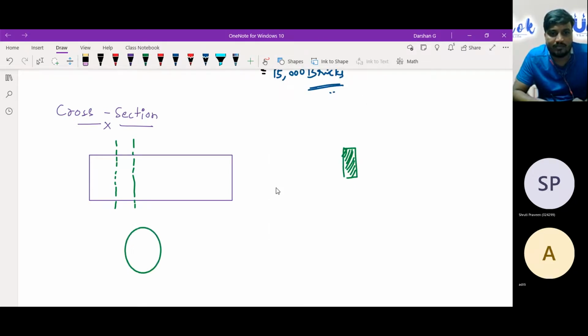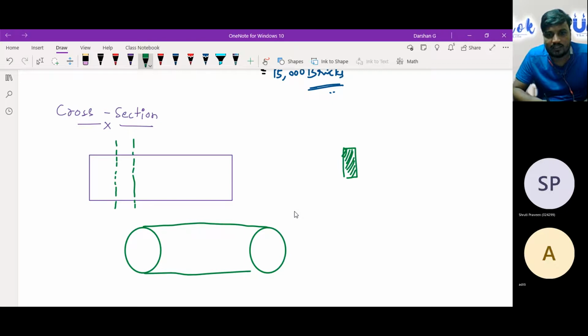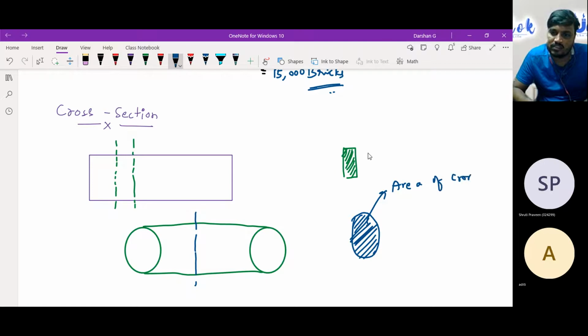So we have a pipe. Let's assume we have a pipe like this, something like this, and we are trying to cut in between here like this. We're cutting it, so a cross section of this pipe is made, right? This part, the area, is called the area of cross section. For example, the water is flowing through this area of cross section. That should be your understanding.